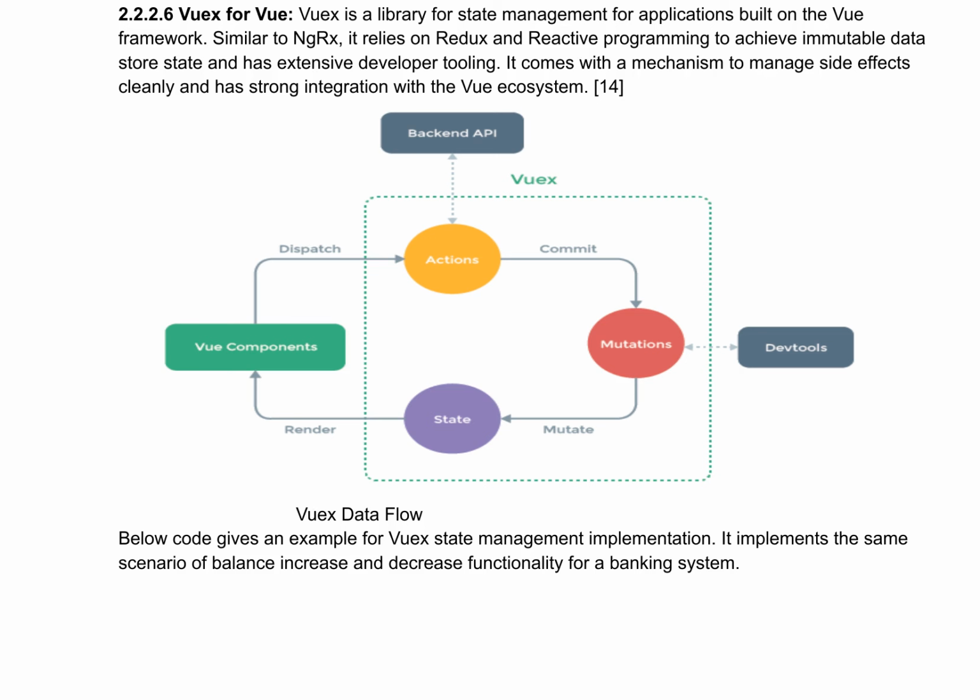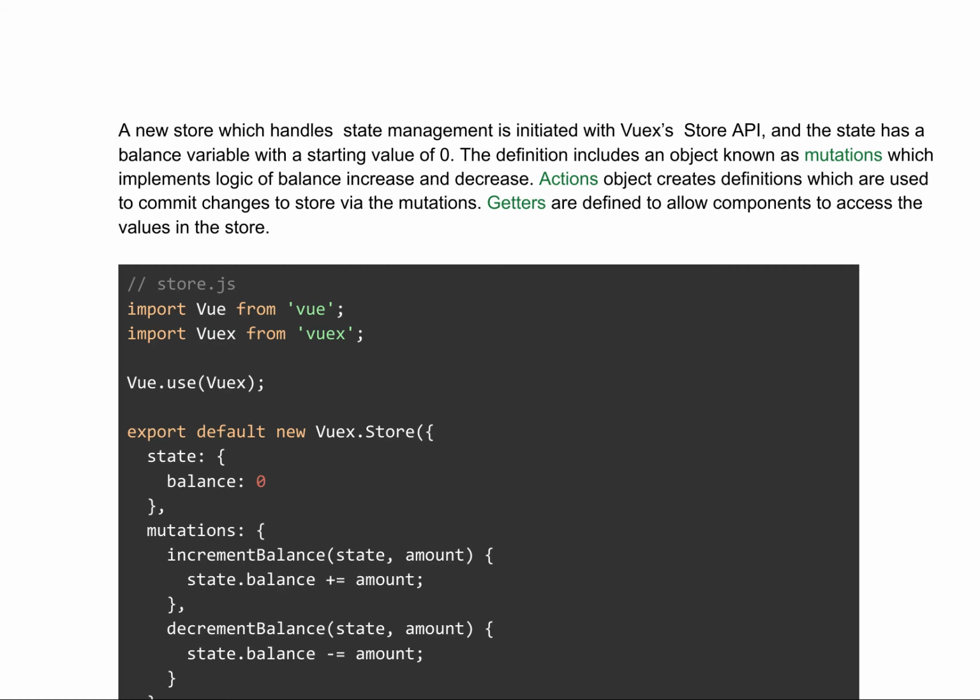By maintaining a single source of truth for the application state, these libraries simplify the development process and improve overall application maintainability. The example implements a state management store using Vuex's store API, initialized with a balance variable set to 0. Mutations define the logic for increasing and decreasing the balance, while actions commit changes to the store via these mutations. Getters enable components to access store values, as demonstrated in the provided code snippet. The Vuex store features increment and decrement mutations for the balance, utilized by actions to modify the store's state. Getters are defined to retrieve the current balance from the store.